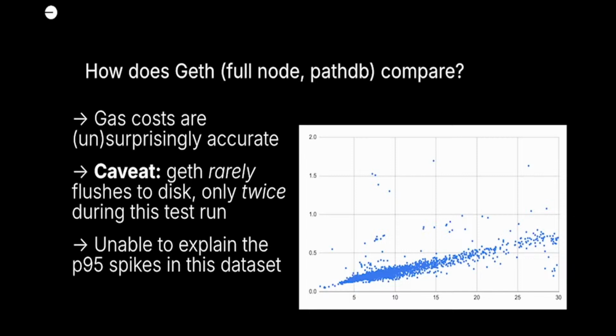And the other important point here is that Geth is actually very rarely flushing to disk. So even though we were performing lots of storage writes, only twice did it self-report as actually flushing the changes to the disk. So that also means that we can't really explain the P95 spikes of this data set. It all kind of shows up as noise and is not mapped to any particular pattern of opcodes or storage access. So just an interesting takeaway here.